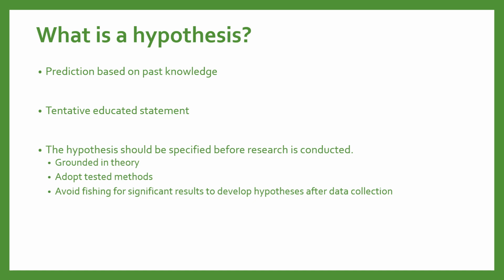The hypothesis should be specified before the research is conducted. Researchers should base their predictions in past theory, have some justification for their methodology because it worked well in the past, or these results need to be replicated to be trusted. And researchers also need to be sure that they're adding to the current body of knowledge about their topic area. So they're identifying gaps and limitations in past research and improving upon them.